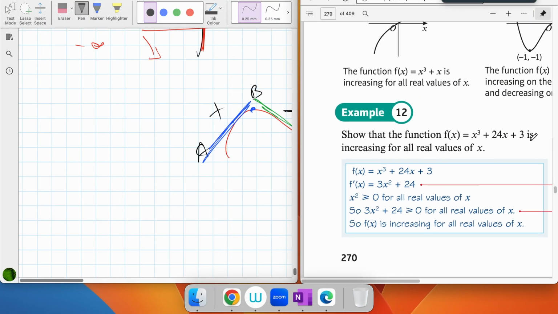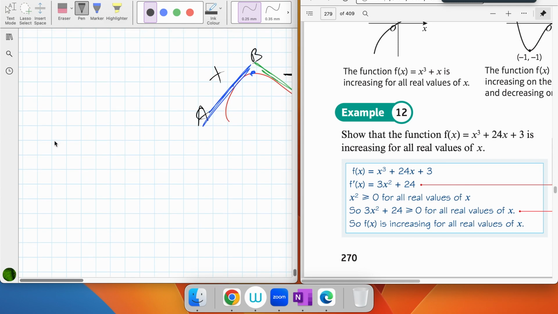Show that this function is increasing for all real values of x. So let us copy this: f of x is x cubed plus 24x plus 3. Just a second.